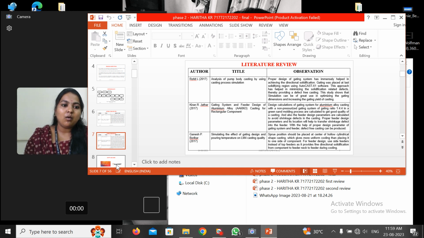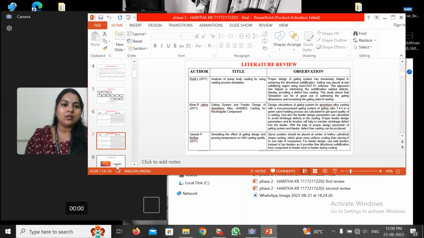So here, what kind of optimization with respect to the level of the gating design is modified, and what kind of yield is attained when it should be a defect-free casting, that is, a sound casting, should be attained. Then Kiran R. Jadder is using an aluminium alloy of series AA6063.